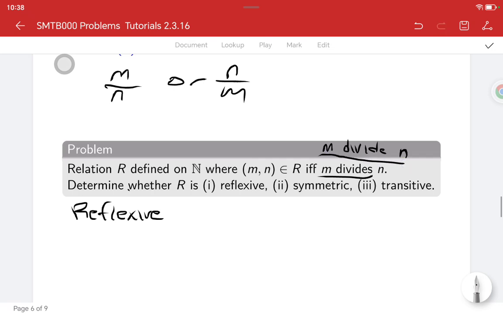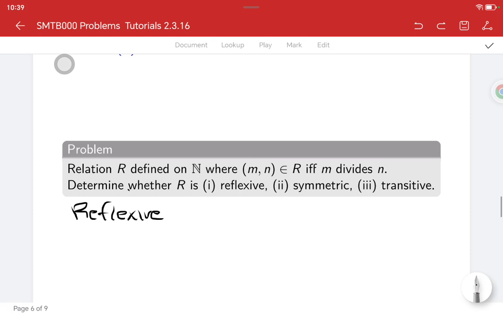I didn't know. This one, m divides, it means that m is the one that is dividing n. Oh, you say right. So it means that the second one is the correct one. So m divides n, yeah. Or we can also write it like this.